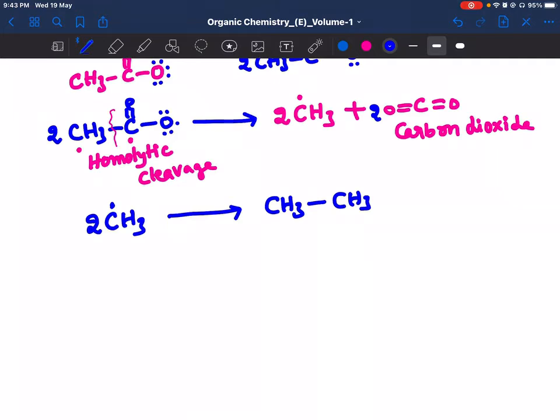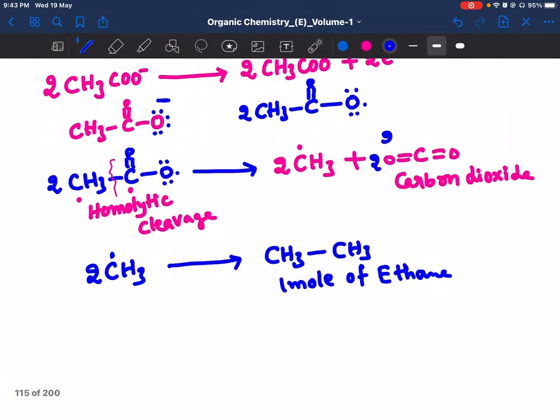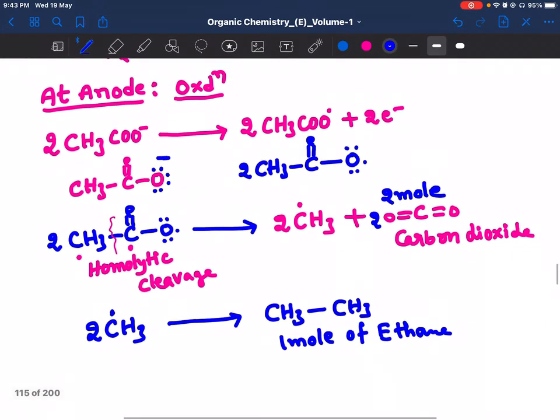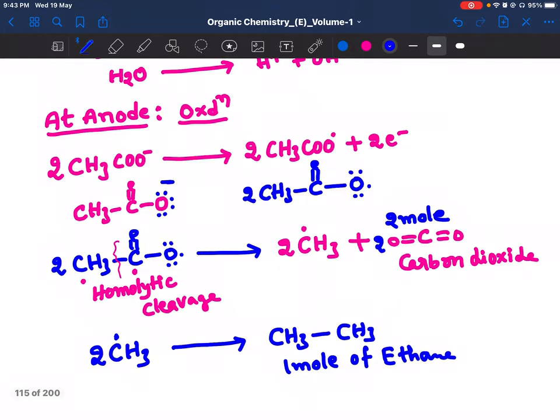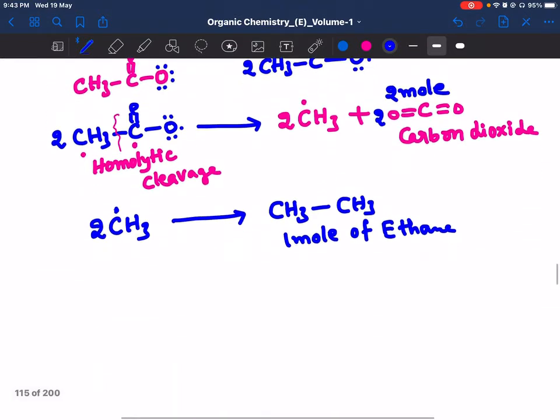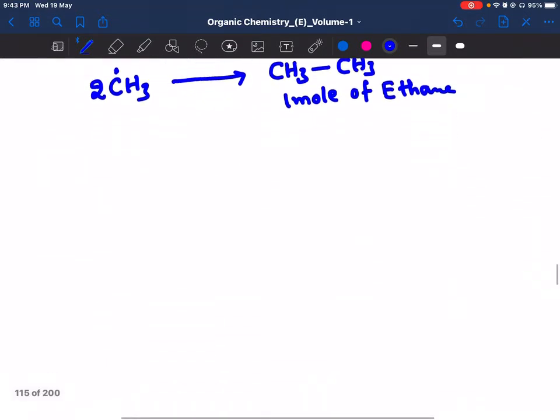Like that, I got 1 mole of ethane here, and in this case 2 moles of carbon dioxide. So at the anode, when the acetate ion moves towards the anode, I get 2 moles of carbon dioxide and 1 mole of ethane, liberated at the anode. Next, at the cathode.